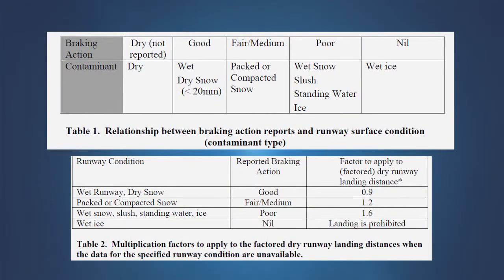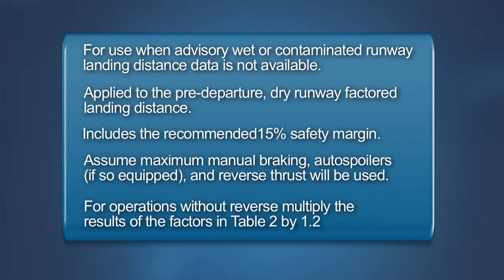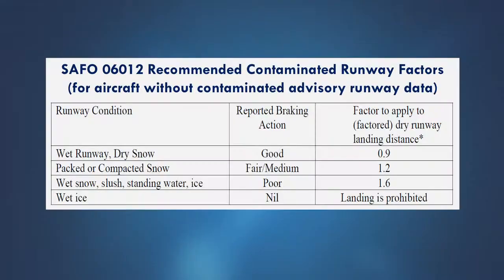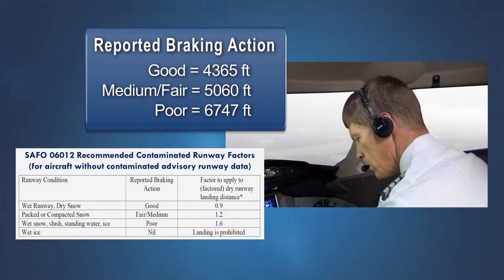For those airplanes where advisory contaminated runway landing distance data is not available, SAFO 06012 provides factors based on the reported runway condition or braking action reports to determine the minimum runway required for landing. These factors are applied to the factored dry runway landing distance used in pre-departure planning and include the recommended 15% safety margin. After this initial landing distance assessment is complete, pilots should monitor for deteriorating runway conditions prior to landing and base their decision to continue on the most conservative assessment of the aircraft's stopping performance on the runway.